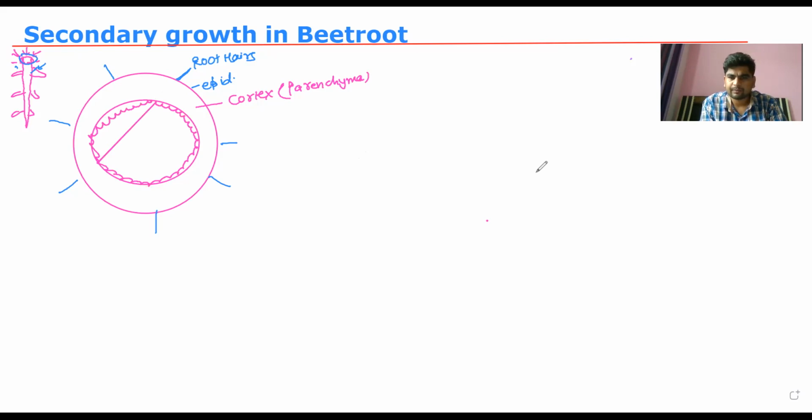Okay, let it be. It was drawn with that also, but it's okay. This extra layer is endodermis.